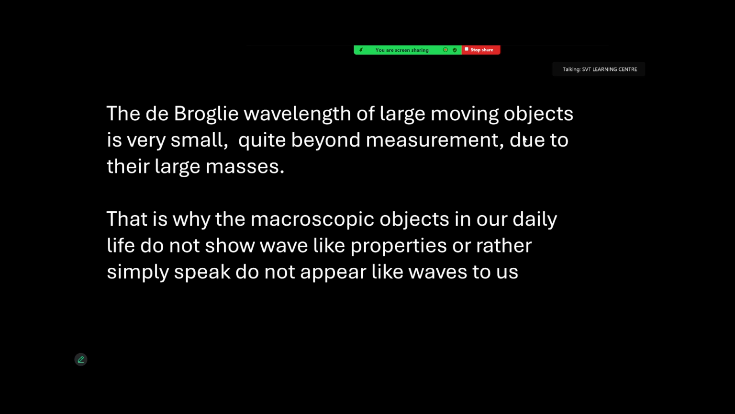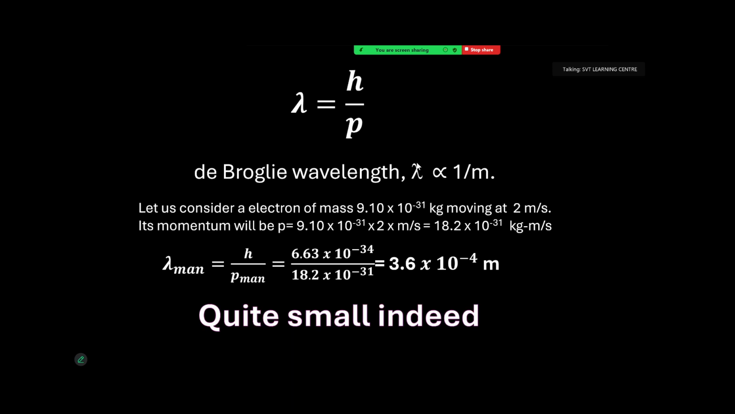Now, the de Broglie wavelength of large moving objects is very small, quite beyond measurement. In simple terms, we cannot measure it due to its large mass. That is why macroscopic objects, meaning large objects which we see in our day-to-day life, do not show wave-like properties, or rather simply speaking, do not appear like waves to us.